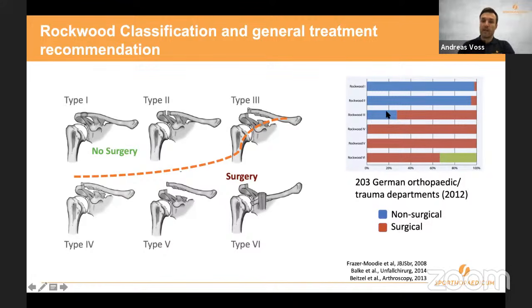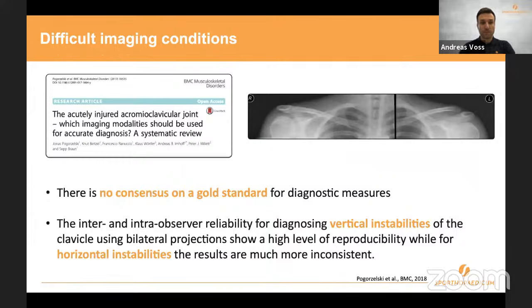If you see here on the right side, this was a questionnaire of 203 German orthopedic surgeons in the year 2012, and you can see here 1 and 2, almost everyone responded non-surgical. As you can see here, Rockwood 3, there is an inconsistency between surgical and non-surgical approach. And when do we treat type 3 AC joint dislocations?